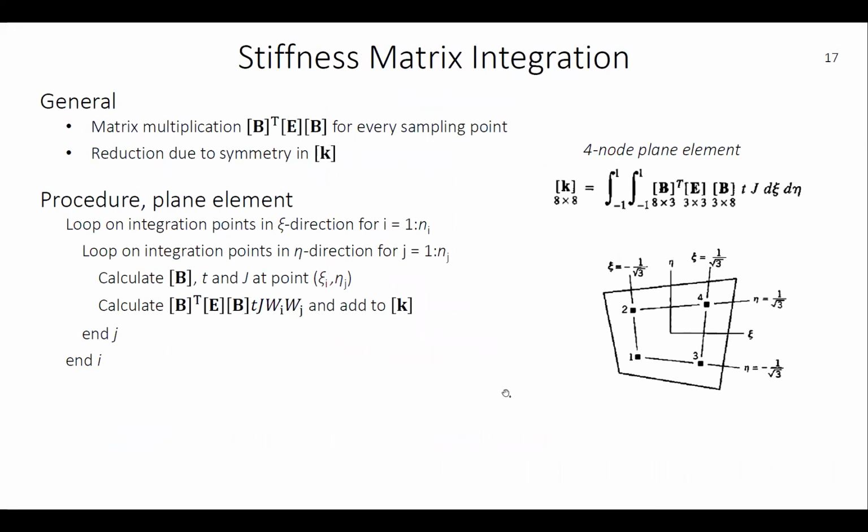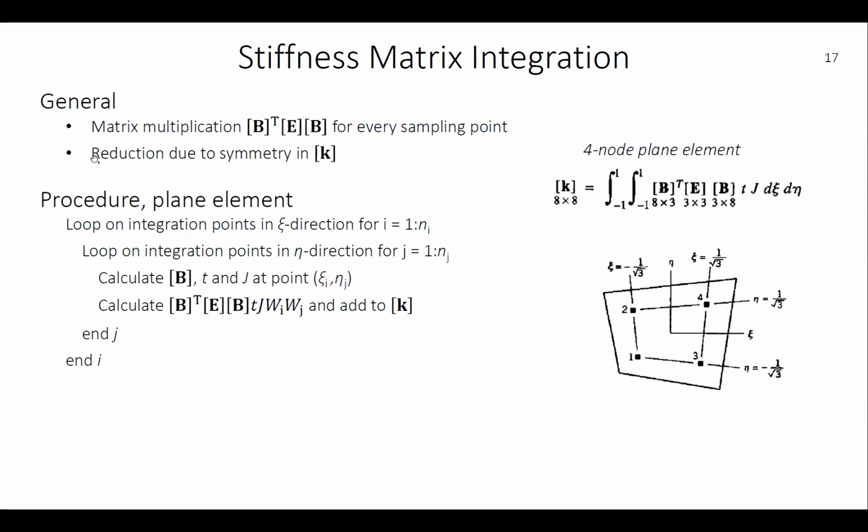And we need to do this for each of the elements of our system. And typical for many structures in, say, civil engineering applications or mechanical engineering or whatever, you may end up having tens of thousands or hundreds of thousands of elements. And generally, each of these elements are likely to have different irregular shapes and need to be evaluated individually. So it's a matrix multiplication of this B transpose E B for every sampling point in every element.